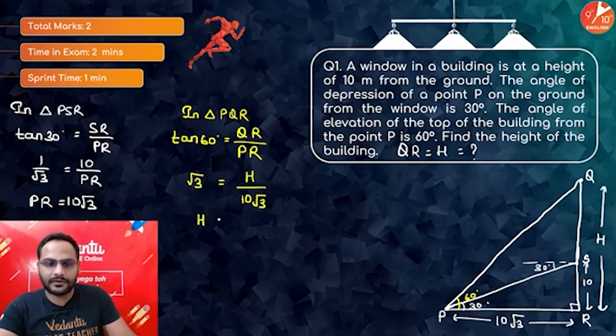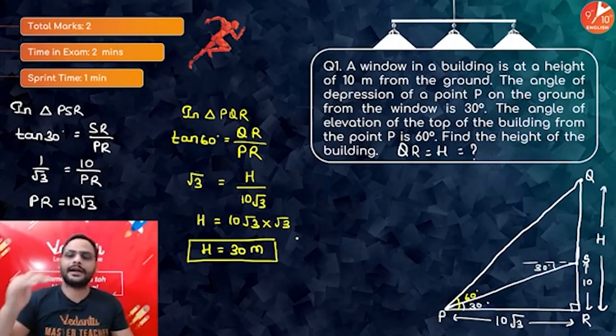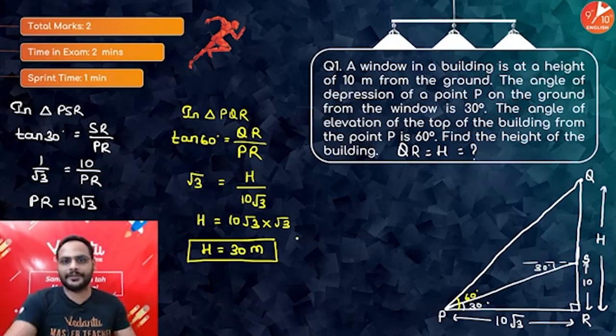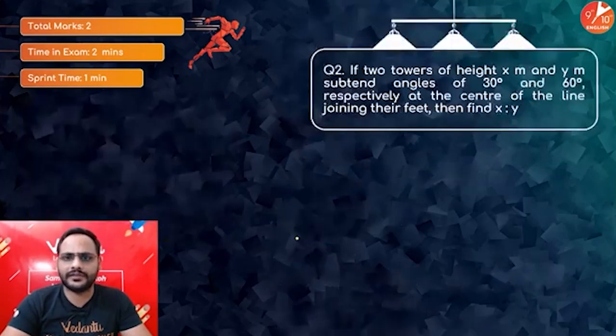So from here by cross multiplication you will get 10 root 3 into root 3. Root 3 into root 3 is 3. H is equal to 30 meters. So total height of the building will be 30 meters. Simple. And height above the window will be 20 if the question asks you. Okay? Alright, pretty easy question.